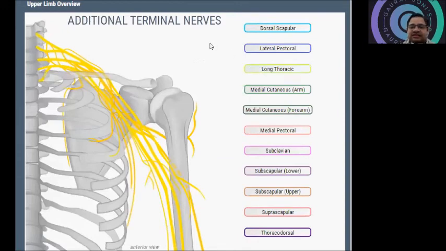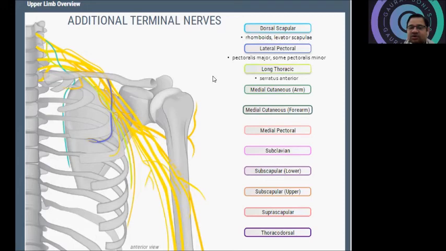And then there are certain other nerves which are especially for some specific muscles, like dorsal scapular. It is going to innervate the rhomboids and levator scapulae. Lateral pectoral, it is for pectoralis major and minor. Long thoracic is very important.